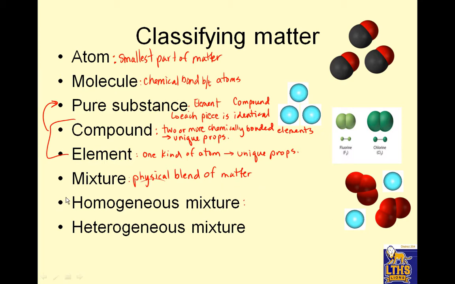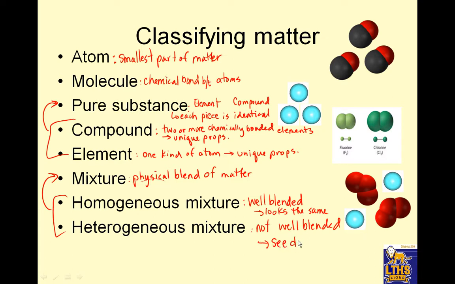Okay, there's 2 kinds of mixtures. A homogeneous mixture is very well blended. So well blended, it looks the same. All right. A heterogeneous mixture is not well blended, so you can see different parts.